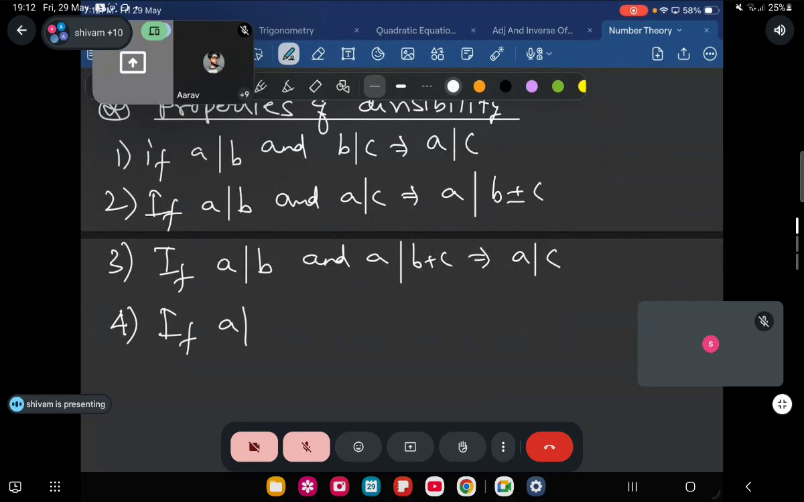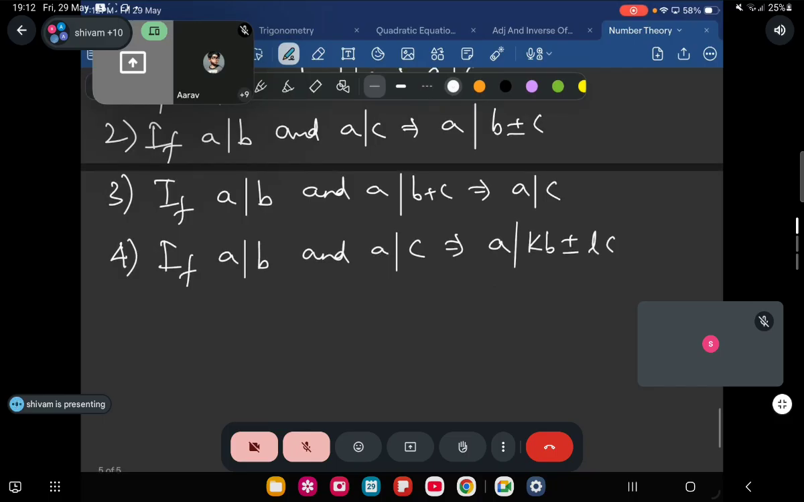Number 4. If A divides B and A divides C, then this also implies A divides KB plus or minus LC. It also divides KB plus or minus LC.